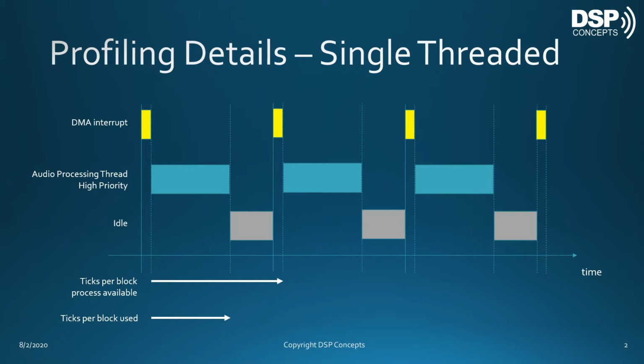In AudioWeaver, we measure two things. How much elapsed time from the start of the processing block until the next time we start the processing. We call this total ticks per block process available. You can think about this essentially as what's the block rate in the system. The other thing we measure is how long does it take when we start processing until we're done. That's the ticks per block process use. And we leverage system resources like a cycle counter on the target to make those measurements.